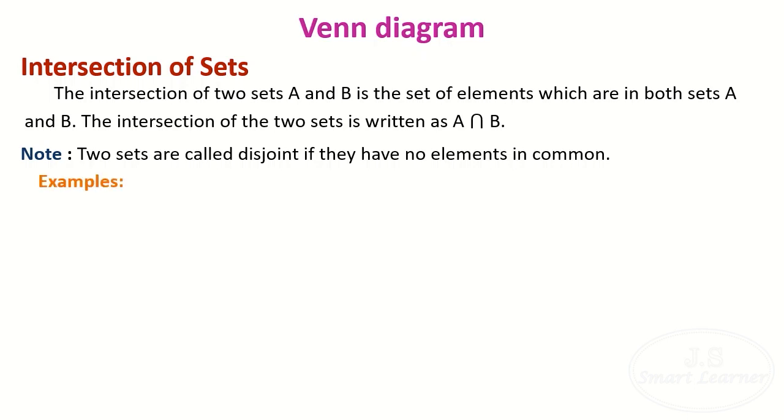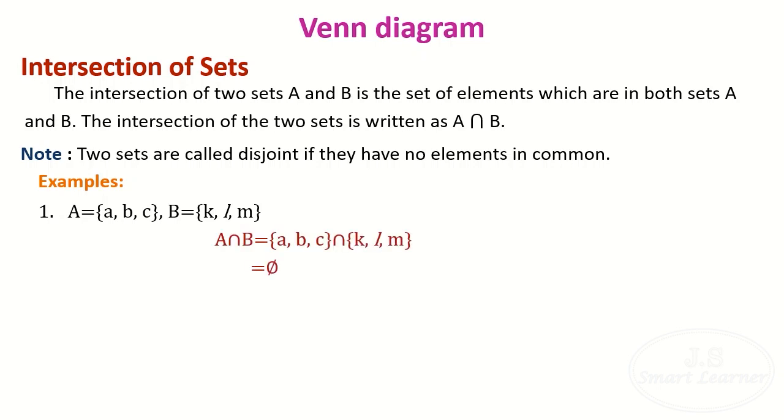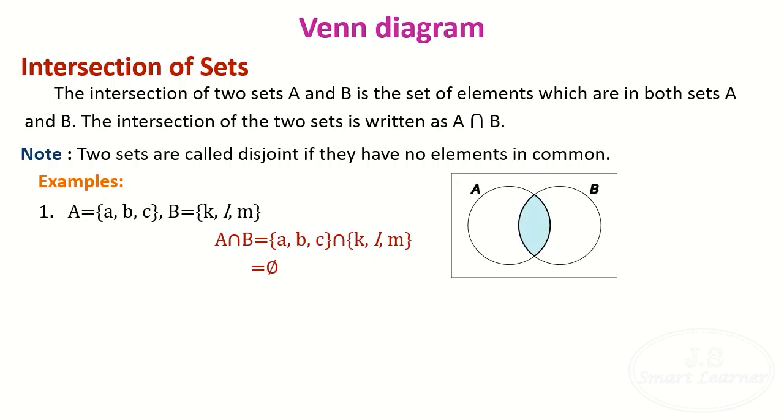For example, example 1. Set A contains 3 elements A, B, C, and set B contains 3 elements K, L, M. Then A intersection B is equal to the empty set. In both the sets A and B, there is no common element. Now let us see the Venn diagram. Now write the elements which are in set A, B, C, and set B elements K, L, M. The shaded area in the Venn diagram is called the intersection of both the sets A and B. It is empty, so we can denote it using the empty set symbol.